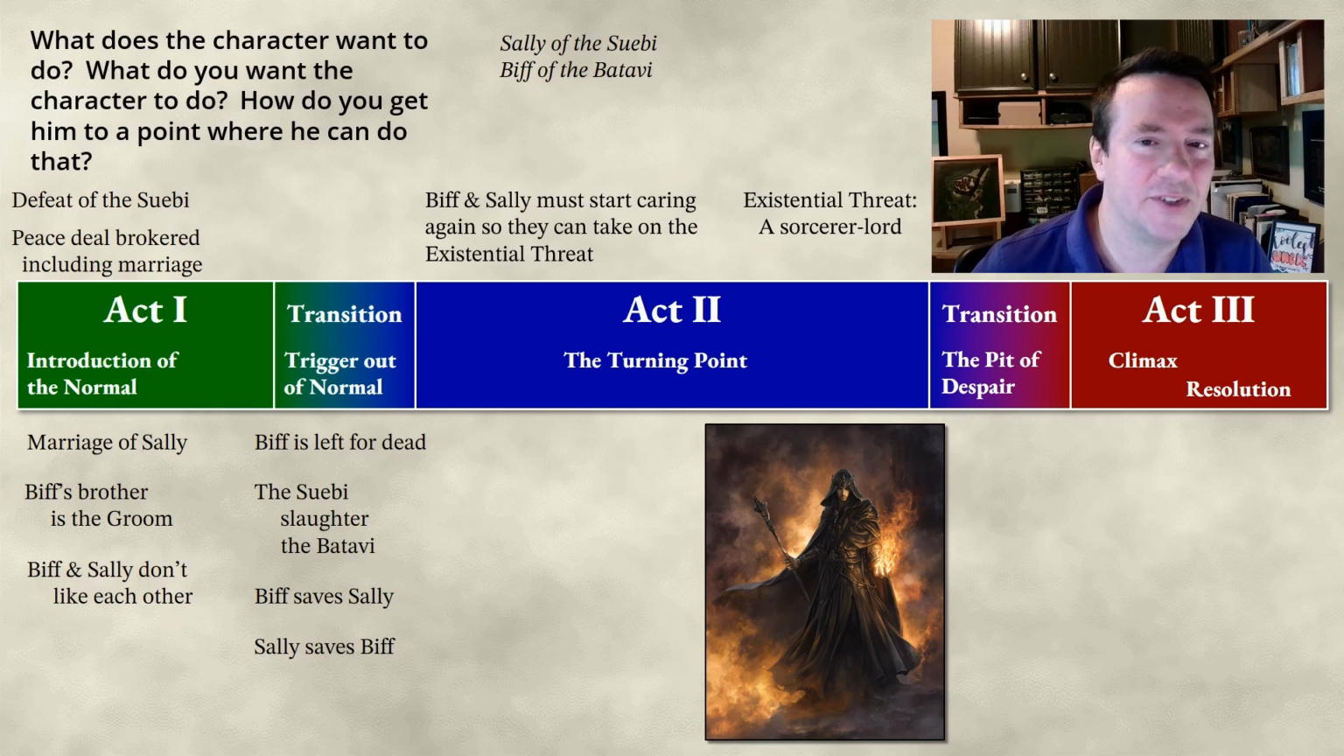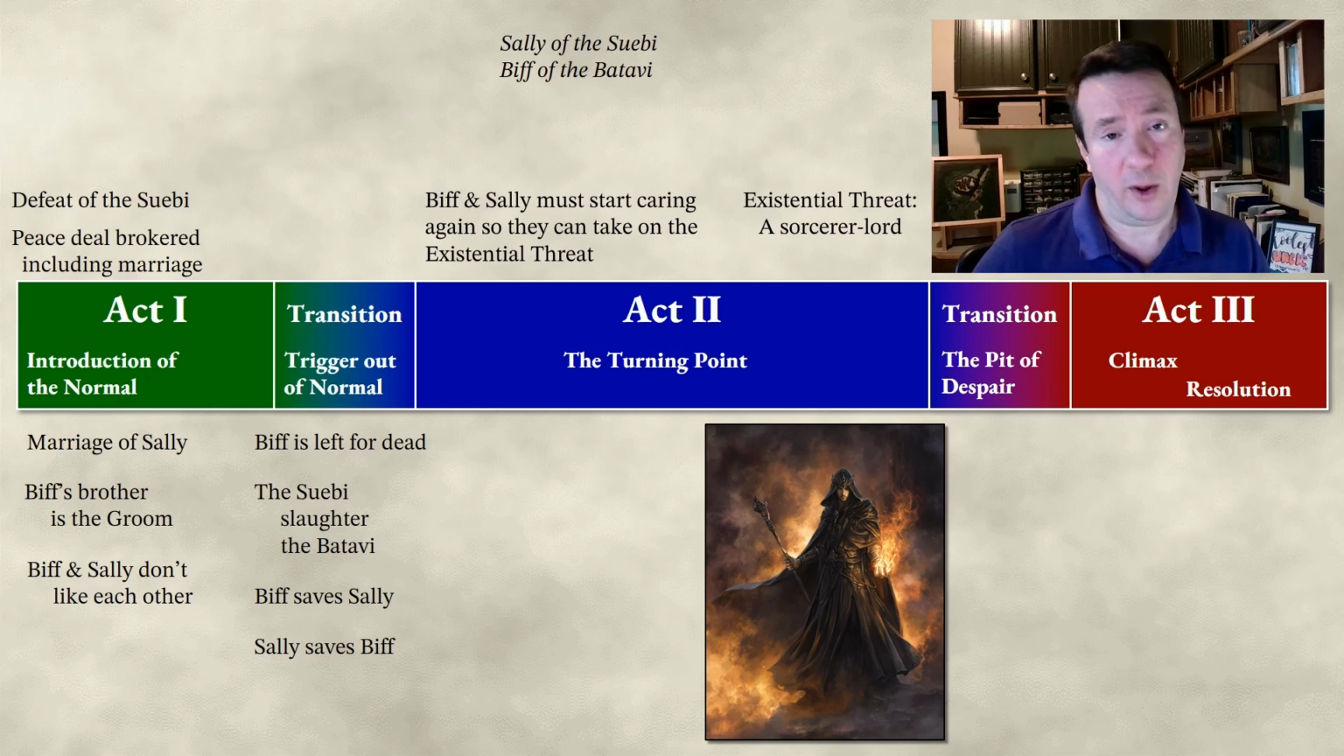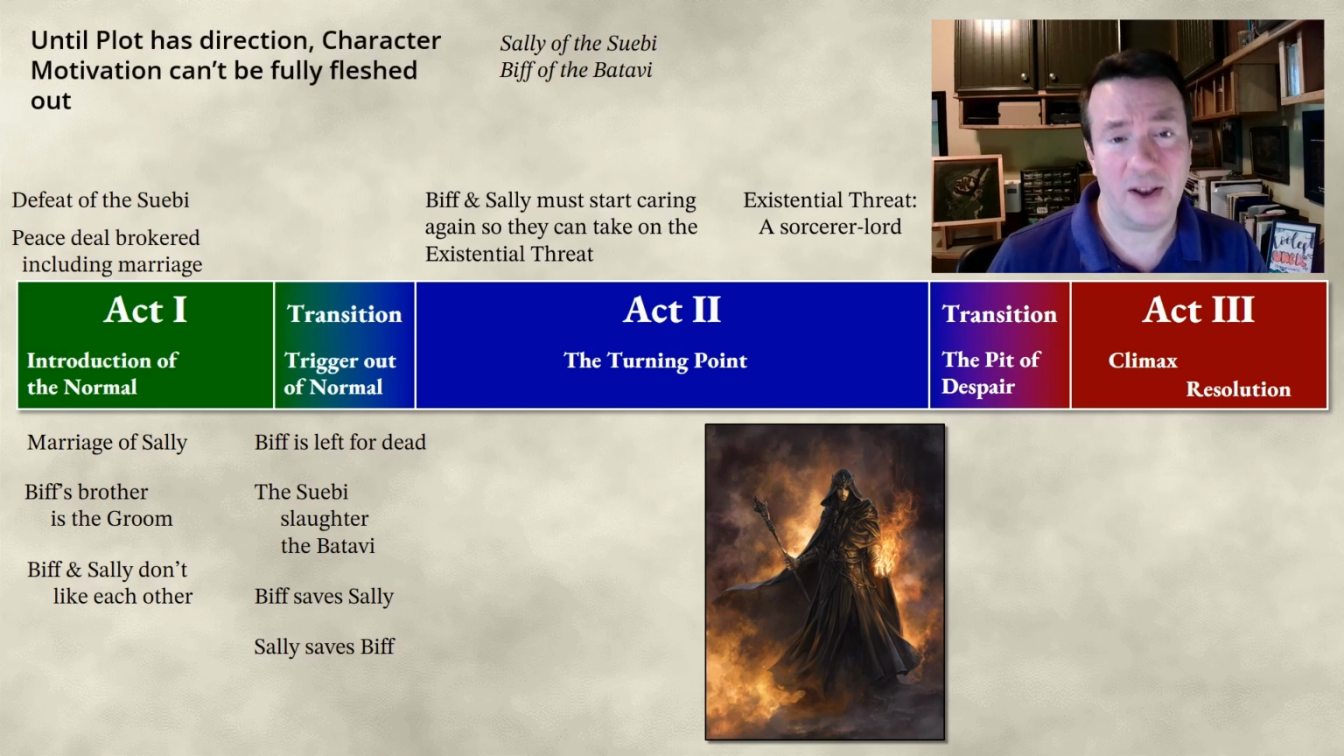Where I'm at right now, as Act 1 ends, Biff and Sally are angry, despondent, and directionless. So I'm still looking for something that wakes them up again, so they care about life, so they can take on an existential threat. In other words, at this point, while character motivation is really important and something I need to keep in my mind, it really is not helping me solve my problem with my plot. Until I can give my plot direction, this concept of character motivation remains a challenge that I cannot really fully flesh out any further.